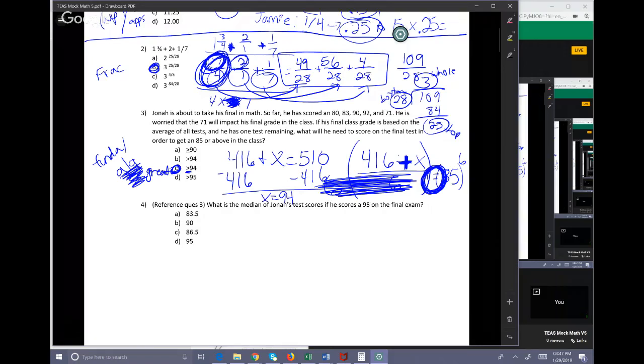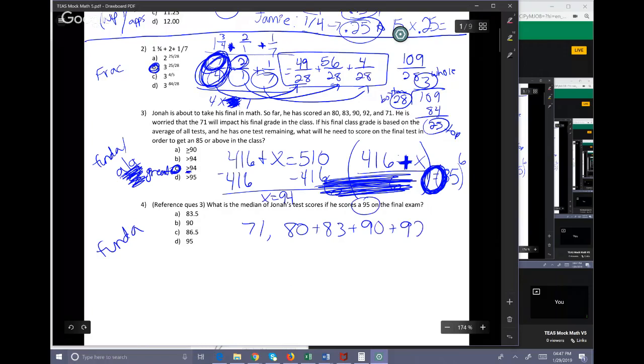Number 4 references number 3 again. This is also from fundamentals. Now they want a median. With a median, you have to put everything in order or it doesn't work. So you're going to take all of the scores that you've already been dealing with, and you're going to take this 95 that's now being put in as the 6th score. You're going to put those all together.